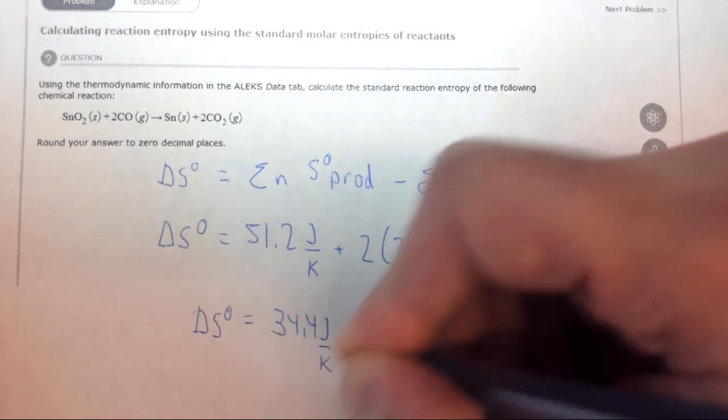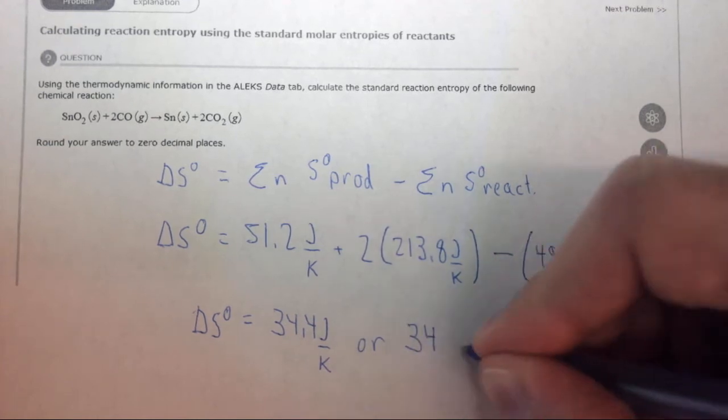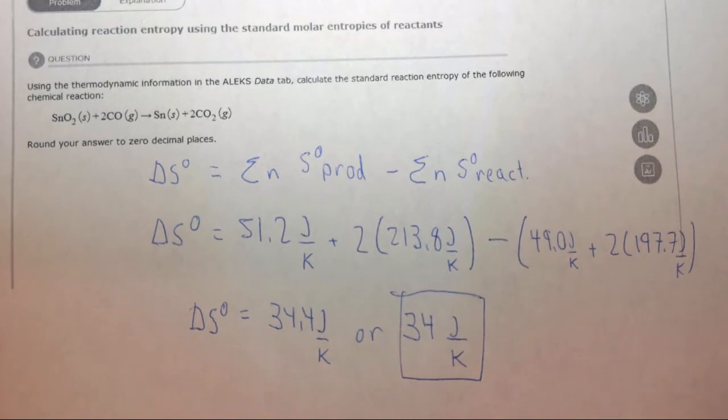Now, when you do that math, you find that delta S naught equals 34.4 joules per K, or, since it says round your answer to 0 decimal places, 34 joules per K, and this is the answer that ALEKS is looking for.